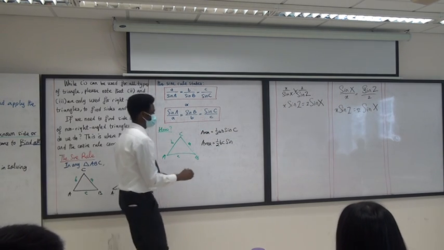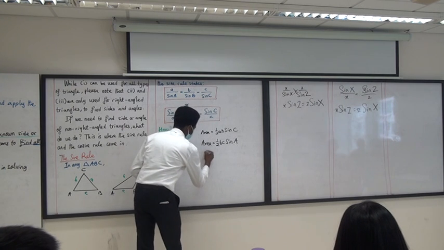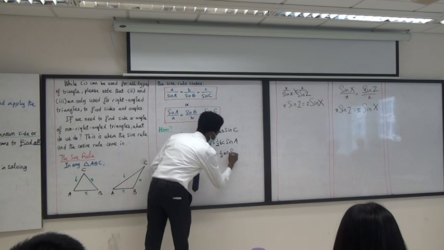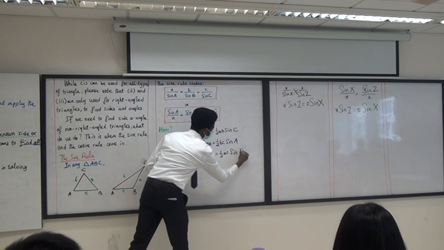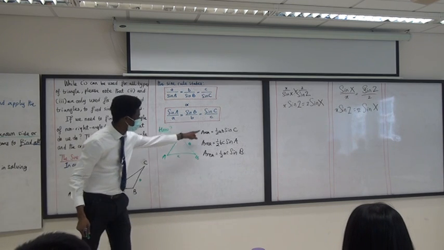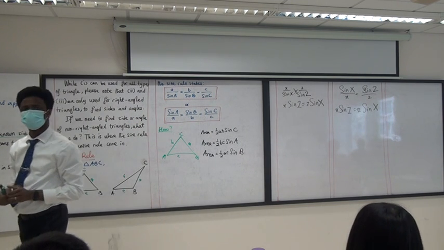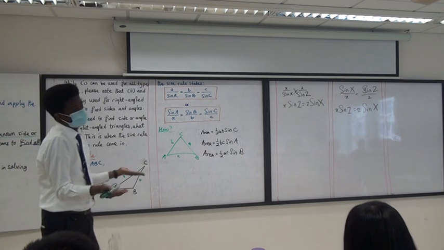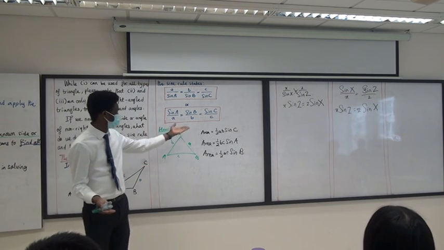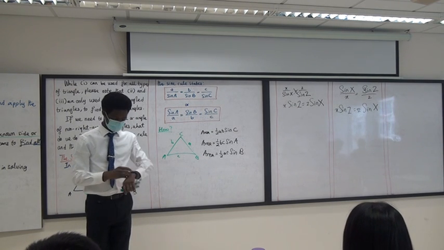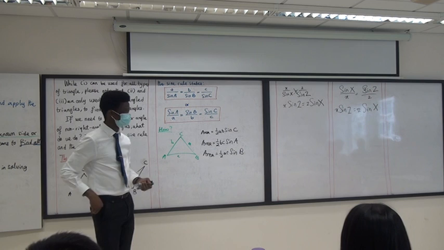Louder and fast. Similarly, the same area can be found as half AC sine what? B. Somebody say C again. Now, these three areas, what can you say about them? They are all the same triangle. You shouldn't get 4 here, 5 here, 6 here. You get the same answer. Right? I have only 3 areas.